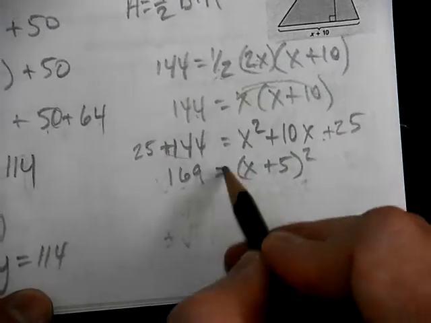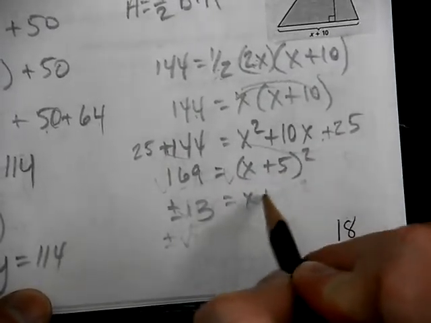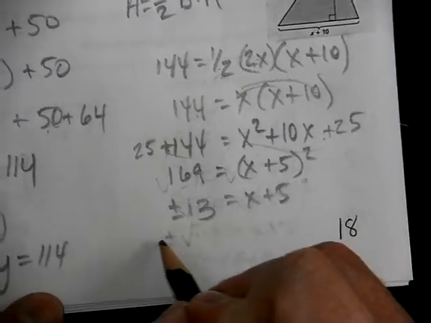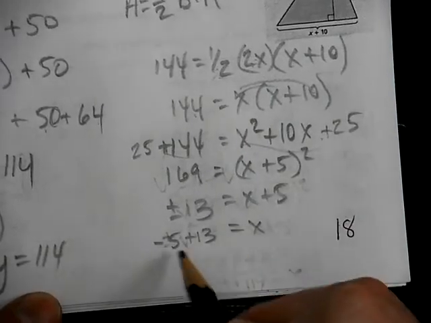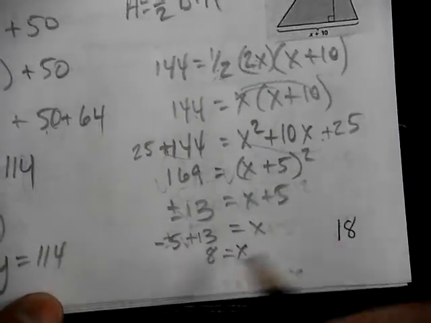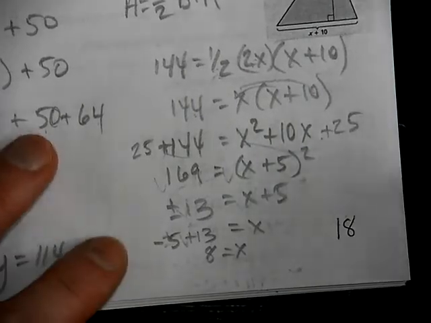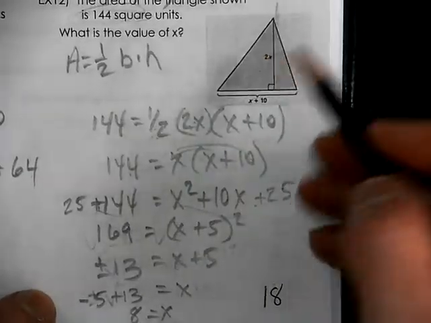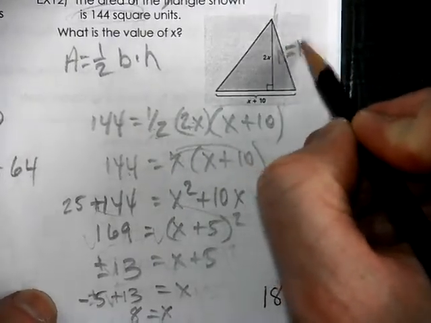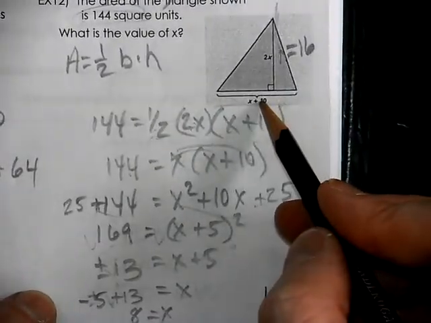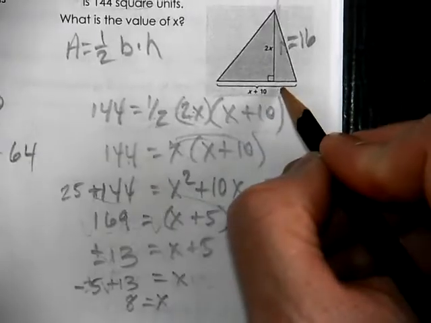So when we take the square root of both sides, I get plus or minus 13. So I get negative 5 plus 13, which gives us 8. That is much better. So my dimensions are going to be 2 times 8. So the height is going to be 16, and my base is going to be 8 plus 10, which is 18.